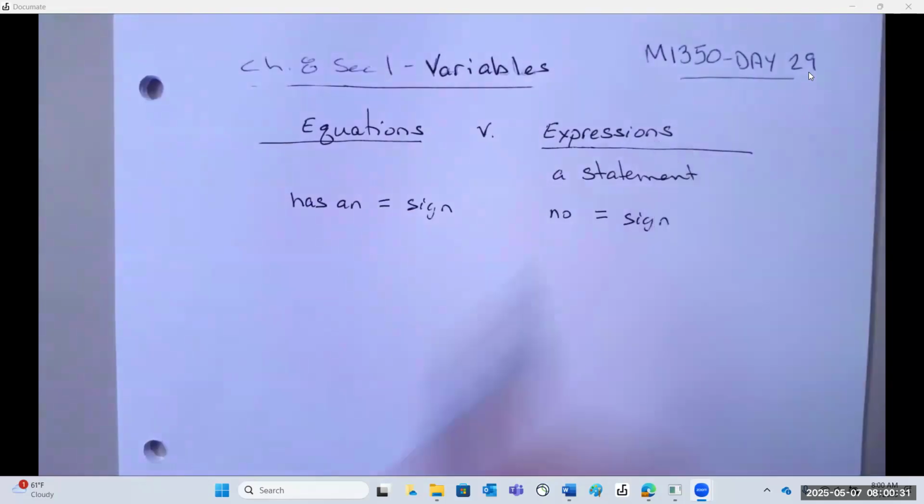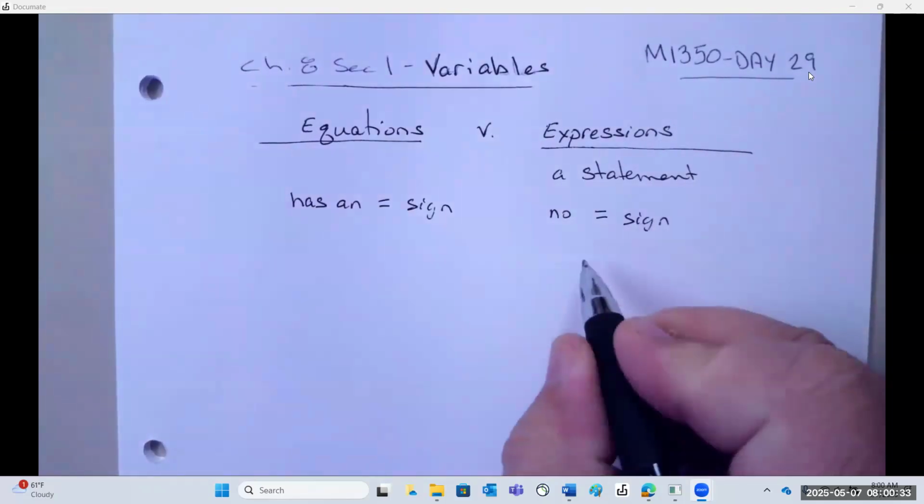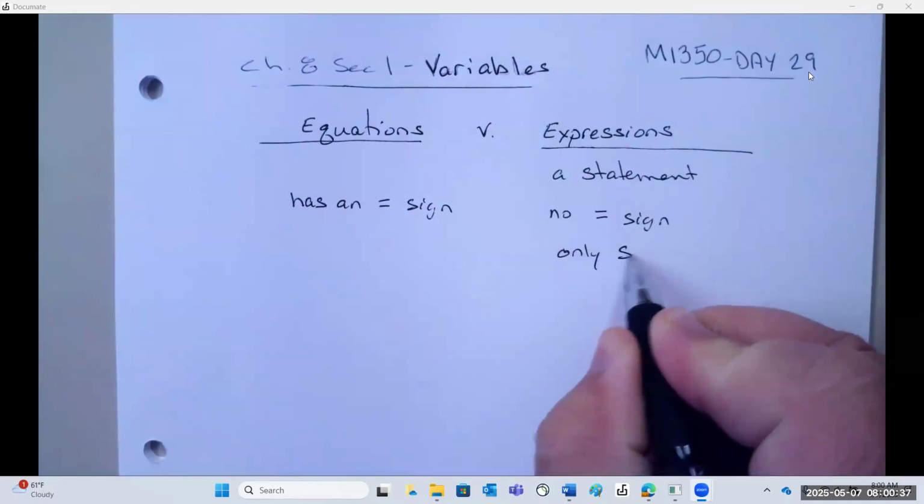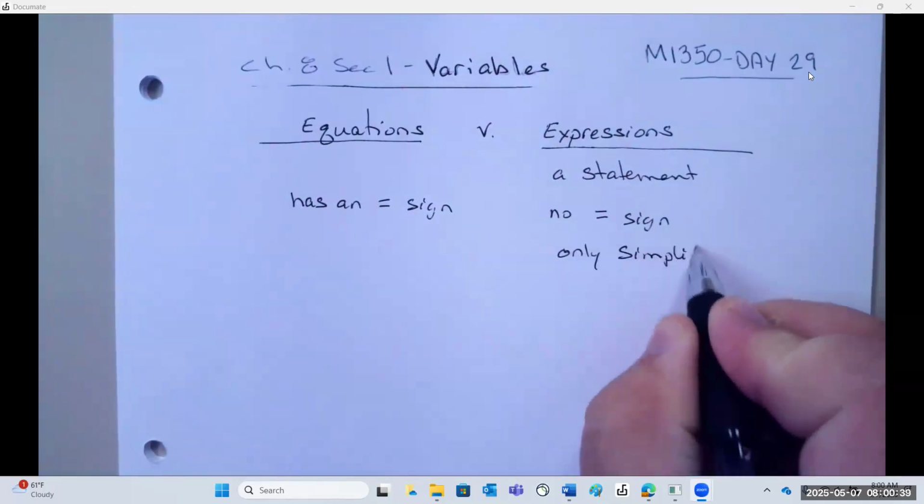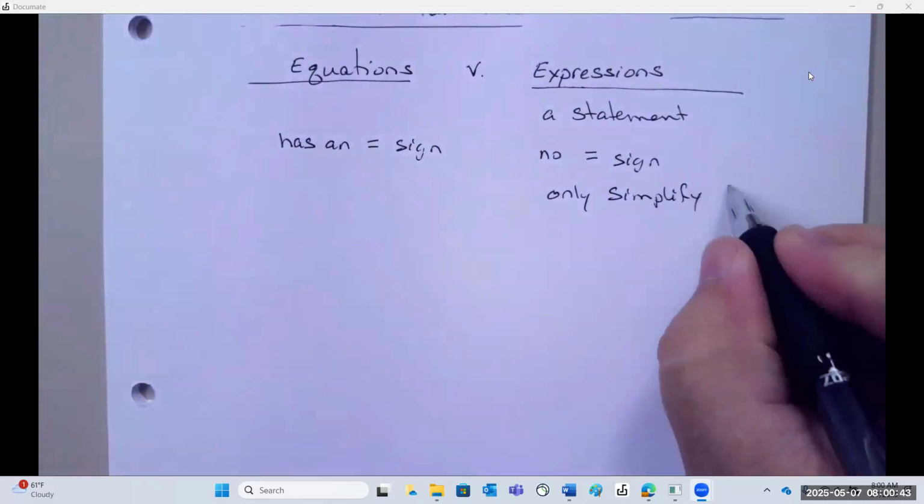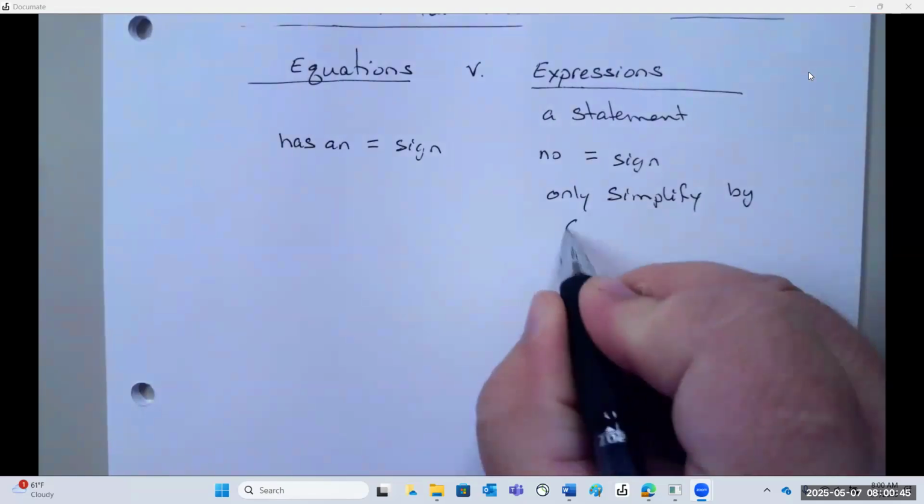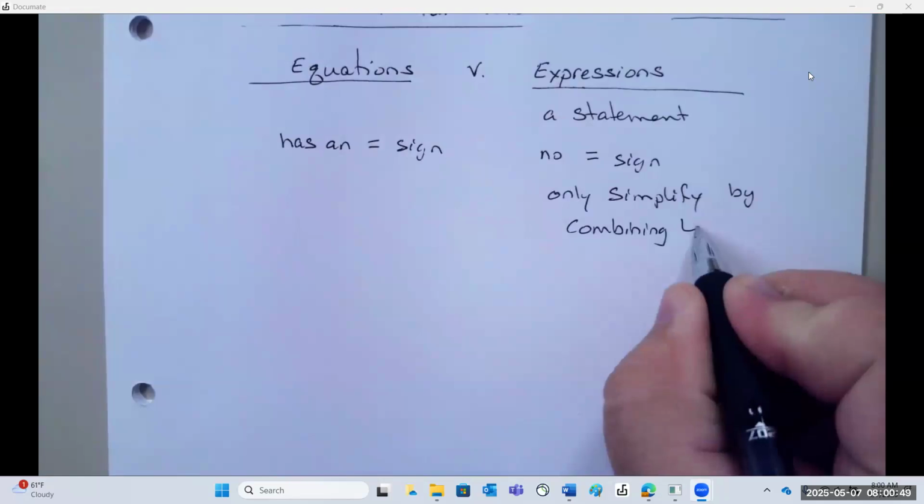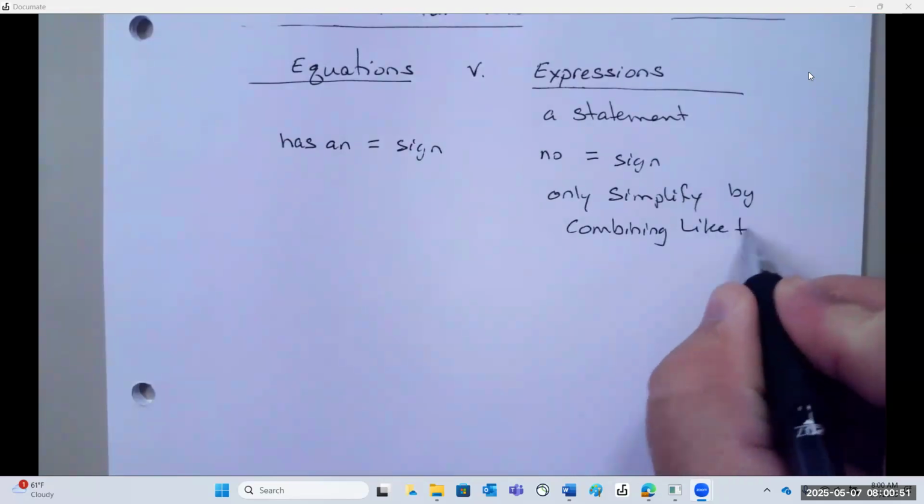So an expression is simply a statement where you only simplify, by combining like terms.